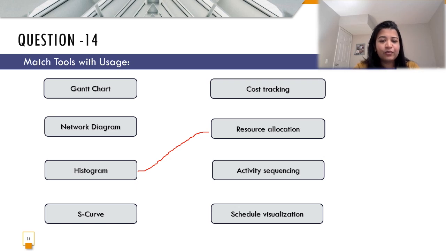Next is network diagram, which helps me to sequence the activities that I'm supposed to complete. Next is Gantt chart, which is to do a schedule visualization as a whole. And then the last thing that remains now is S-curve, which is for the cost tracking.